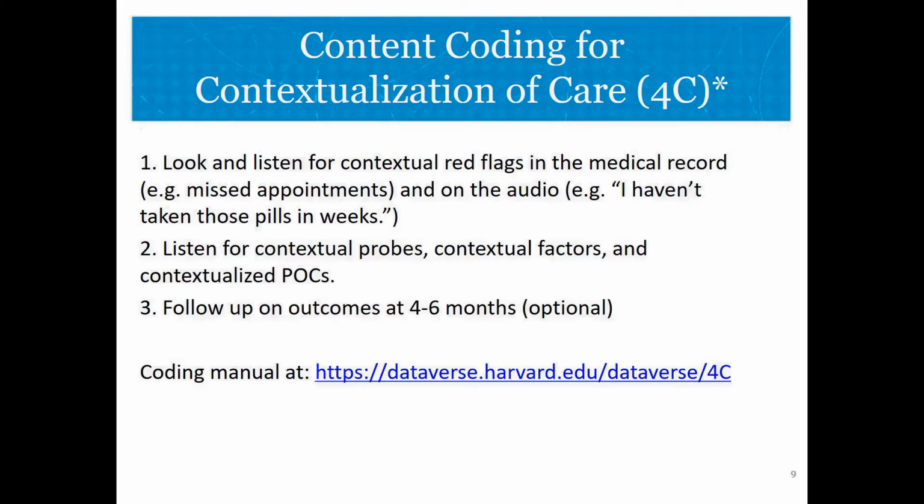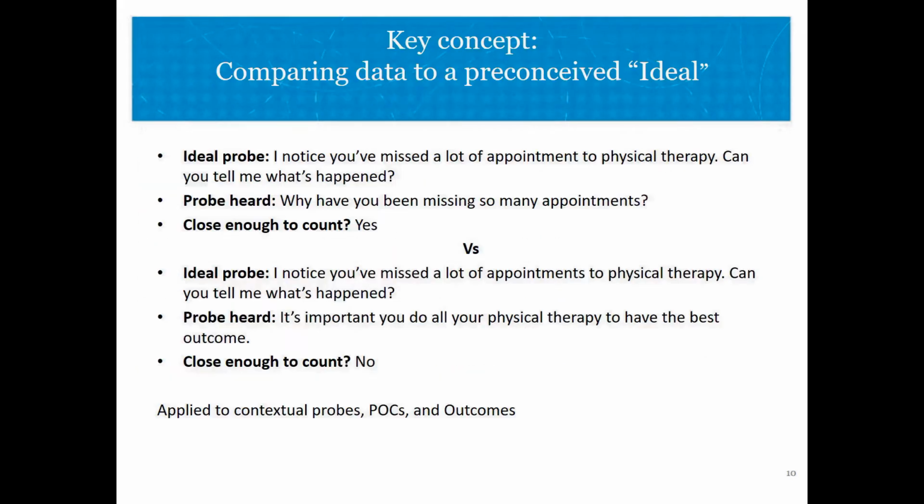The way it works is that audio coders first look and listen for contextual red flags in the medical record, such as missed appointments, and also listen to the audio for comments like, "I haven't taken those pills in weeks." Then they listen for contextual probes, contextual factors, and contextual plans of care. And then finally, and this is optional, the coder can go back at 4 to 6 months and see what happened to the red flag to determine whether there was a favorable outcome. Detailed instructions on how to code in 4C are available at a public site using the link at the bottom.